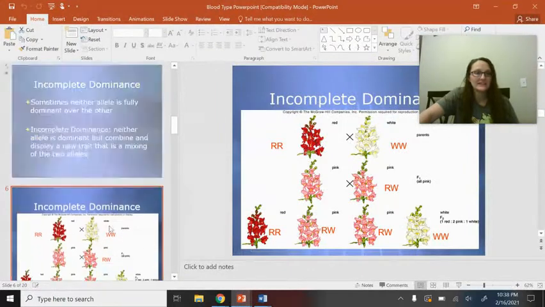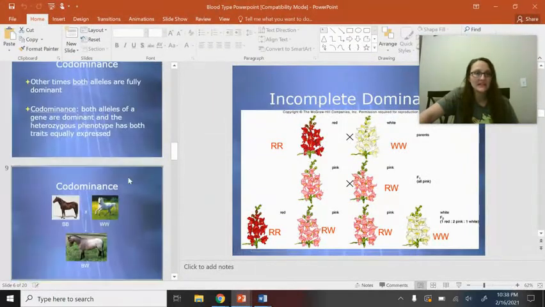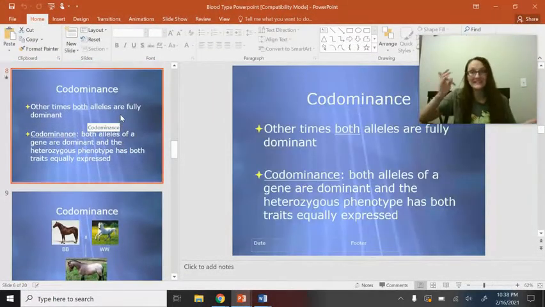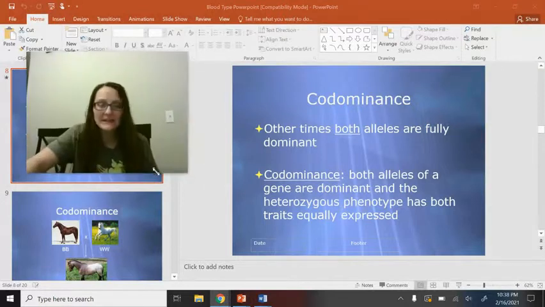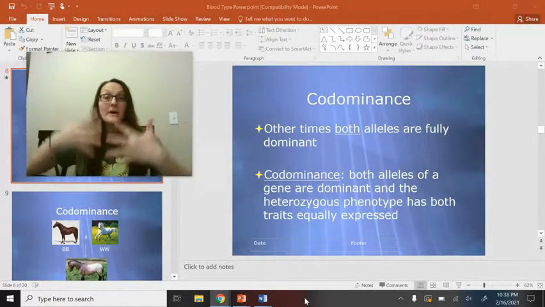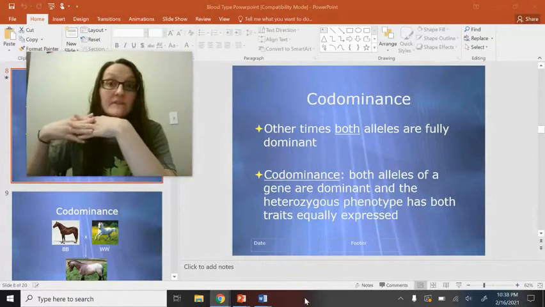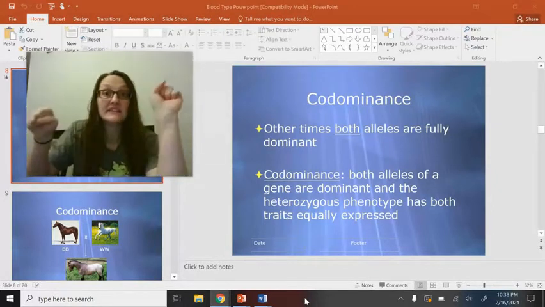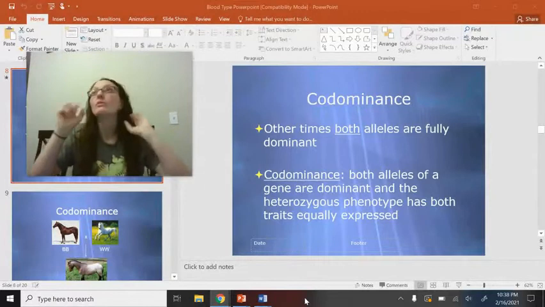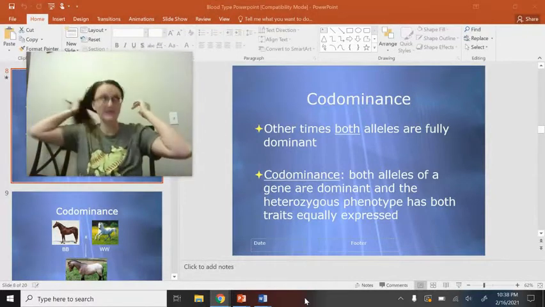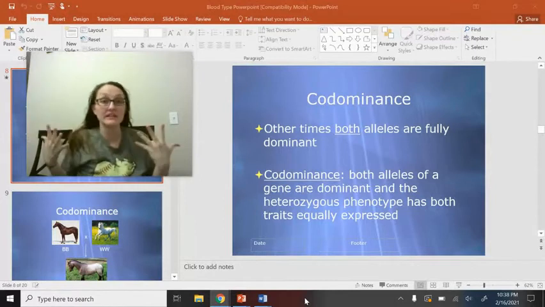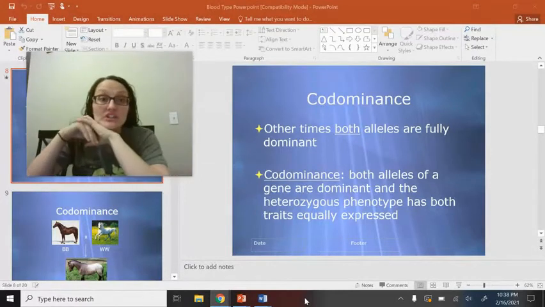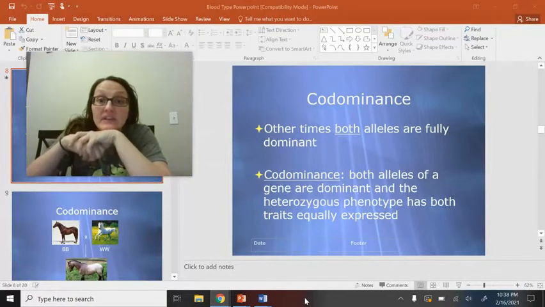All right. So something else that I have to teach you that is just as simple and easy is called codominance. Okay, now codominance is where both alleles are fully dominant and physically there. So we're used to something being present and showing up in the phenotype if it's dominant. But in this case, they both do. They're both going to show up in that phenotype.